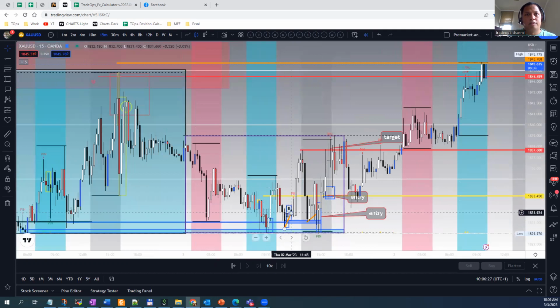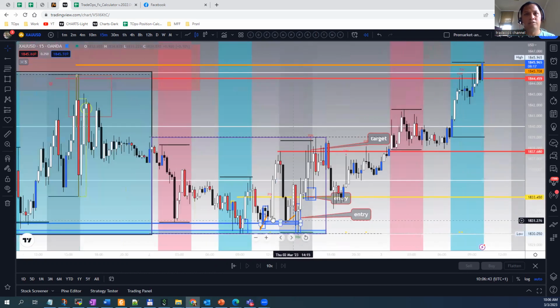So we pull back. This is a confirmed entry here. And not only that, even if you entered here, there might still be another pullback for another trade. So this one I could ride this move to here. And another opportunity in the US session. I traded gold two times, in the London session and in the US session.